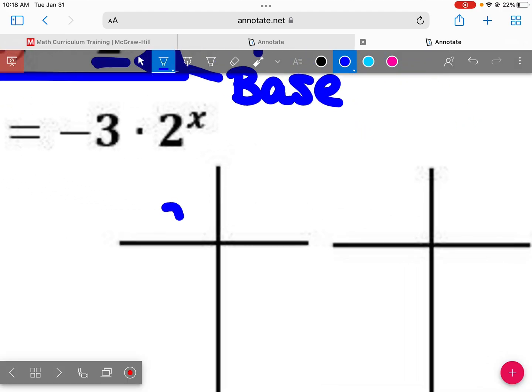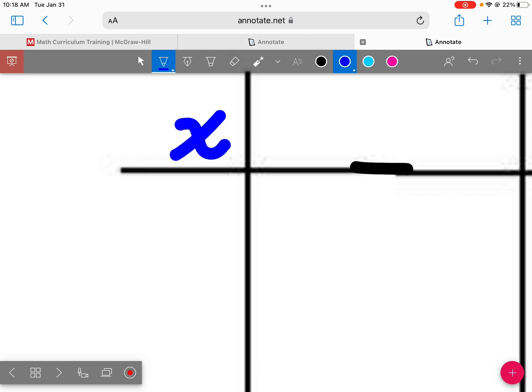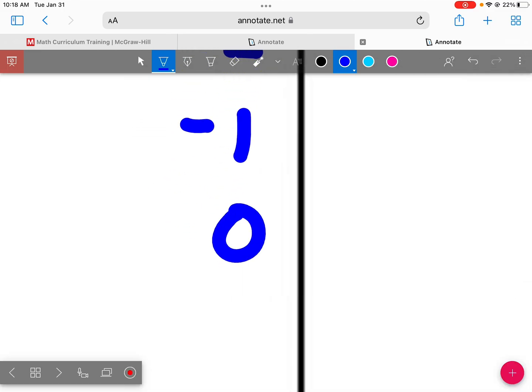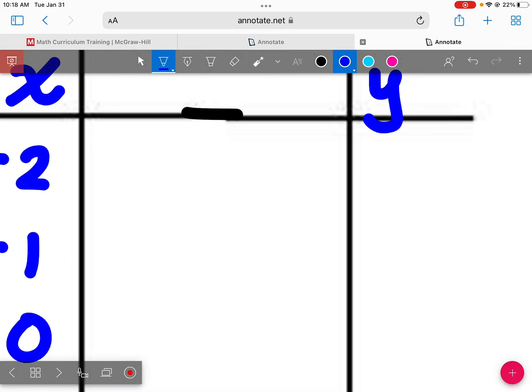So I'm going to use my tables. X goes to the far left, Y goes to the far right. I pick my 5 favorite x's: -2, -1, 0, 1, and 2. What's the base again? 2 to the power of x. So 2 to the -2. What is 2 to the -2? 1 over 4.